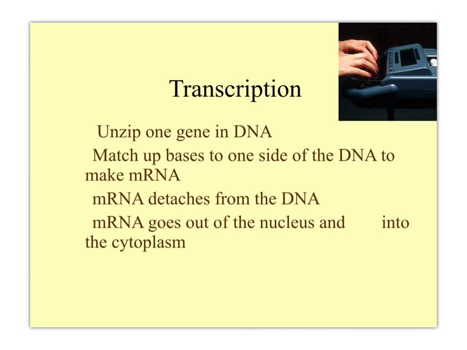The different steps for transcription are listed here. Step 1 would be to unzip one gene in DNA because we want to make one protein. Step 2, we will match up the bases to one side of the DNA to make mRNA. Step 3, once the mRNA is made, it will be detached from the DNA, and finally, step 4, it will go out of the nucleus and into the cytoplasm.